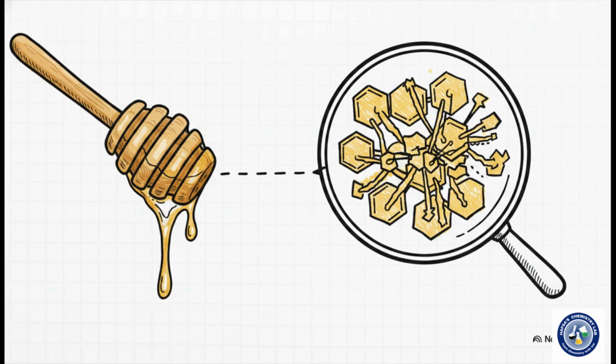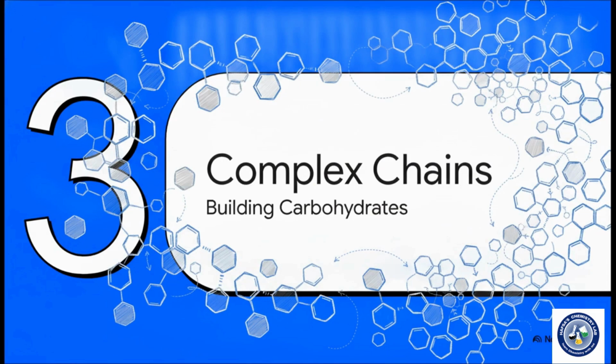That microscopic molecular grip between the sugars, that is exactly what creates the heavy, gooey viscosity of the honey you're drizzling on your oatmeal. Okay, let's move on to section 3, building complex carbohydrate chains, and see how this all builds into much larger, intricate structures.